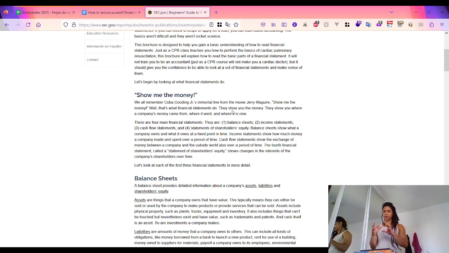So the TLDR, in other words: the income statement shows how much revenue a company made and the expenses and costs deducted from that revenue at the end of a period.